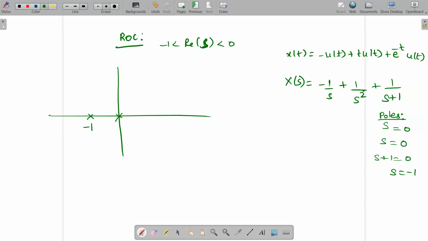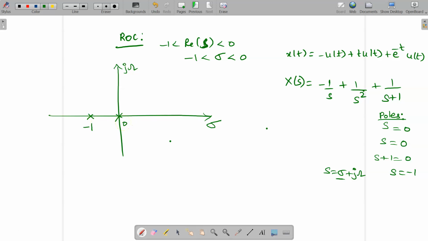And what they have given is the ROC, the real part of s. So s is equal to sigma plus j omega. The real part of s is sigma. Usually we denote the x-axis as sigma and the y-axis as j omega. So real part of s means they are saying that your sigma varies from -1 to 0. So this is 0. So it ranges from -1 to 0.